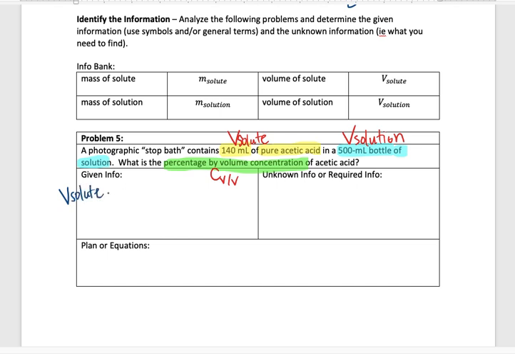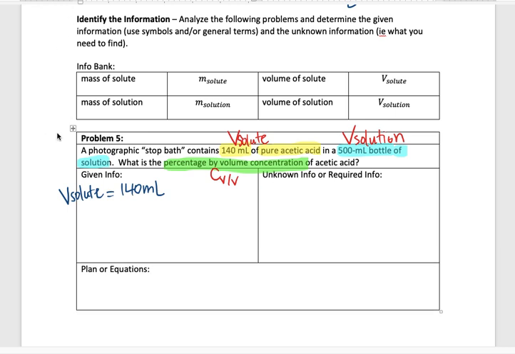The volume of the solute is 140 milliliters. And then we also have the volume of solution, the larger amount, which is 500 milliliters. It doesn't say, but it is water that is making up most of this. So the solute, acetic acid, is going into water, mixing up and making a 500 milliliter solution. What else do we know? That's it. So what do we have to find? We have to find the concentration, which is percent by volume.